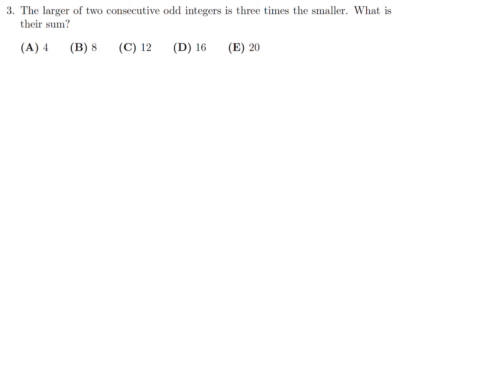The larger of 2 consecutive odd integers is 3 times the smaller. What is their sum? Consecutive odd integers are 1, 3, 5, 7, 9, and so on, right? Well, they're saying that you have 2 of these, and 1 is 3 times the other. Well, 7 and 9, 9 is obviously not 3 times. 5 and 7, 7 is not 3 times 5. But if you go all the way to the extreme and just look at the first 2, 3 is indeed 3 times 1. So those are our consecutive integers, and their sum is 4. So number 3, the answer is A.